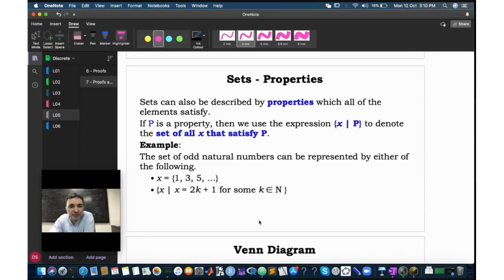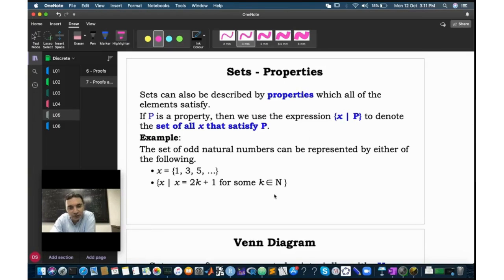Set key properties. If P is a property, then we can denote a set as this, where x is a variable and P is a property which holds true for all the elements in the set. Okay, so for example, if X is the set of odd integers, which is 1, 3, 5, 7, 9, and so on, then I can write this set as x such that x is equal to 2k plus 1, where k is an integer. Okay, that's the definition of an odd integer.